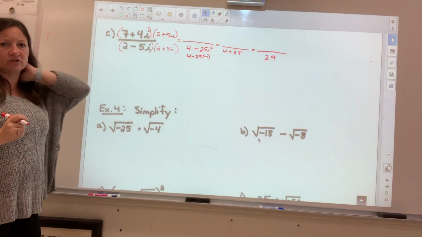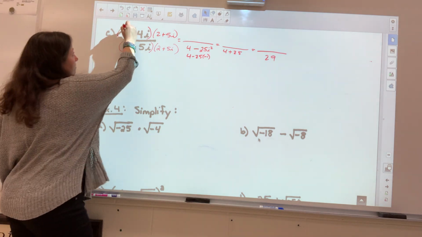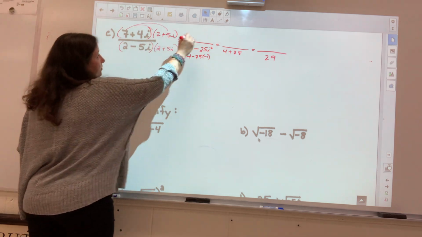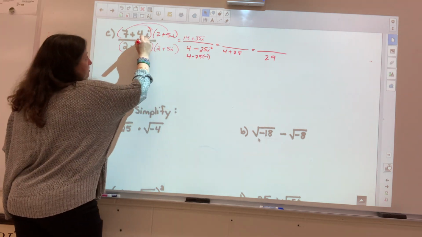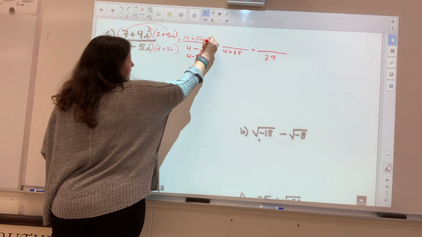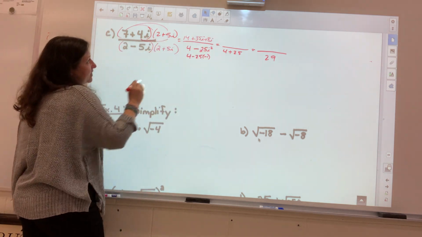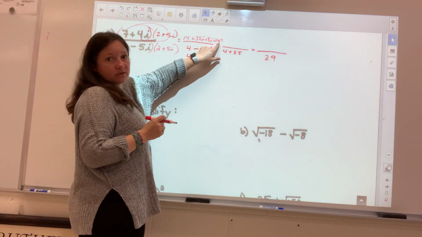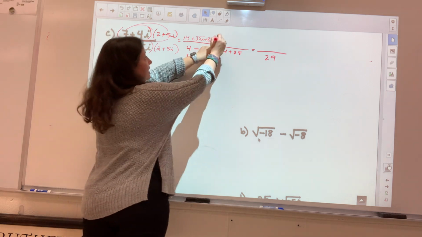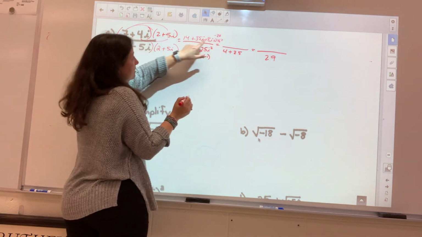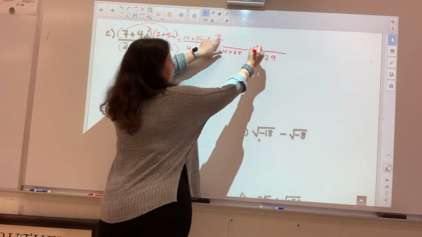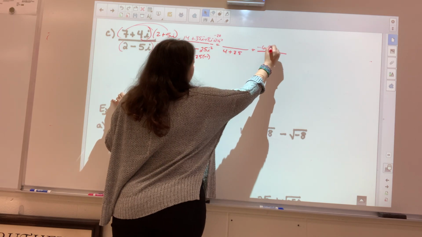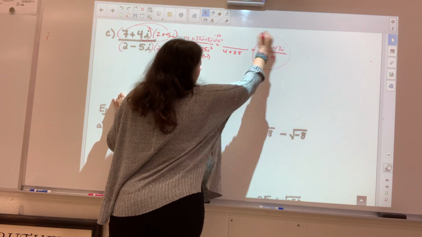On the top, what am I going to have to do? I'm going to have to FOIL. So we have 14 plus 35i in the middle plus 8i. On the end, what's 4i times 5i? 20i squared. What do we know i squared makes? Negative 1, so that's going to make minus 20. What's 14 minus 20? Negative 6. What's 35i plus 8i? 43i all over 29.